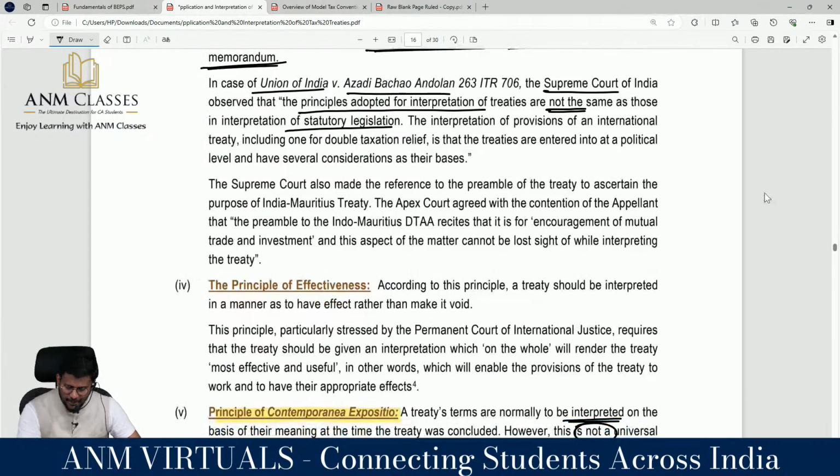International treaty: the interpretation of provision of an international treaty, including one for avoiding double taxation, is that treaties are entered into at a political level and have several considerations as their basis. You should not interpret it casually, because if the interpretation goes wrong, tomorrow there is even a possibility of war. So you should be very careful when you are interpreting the tax treaties. Clear? Yes sir.